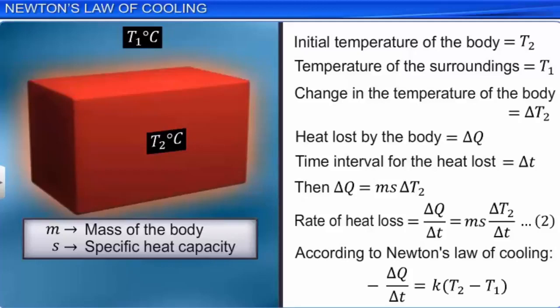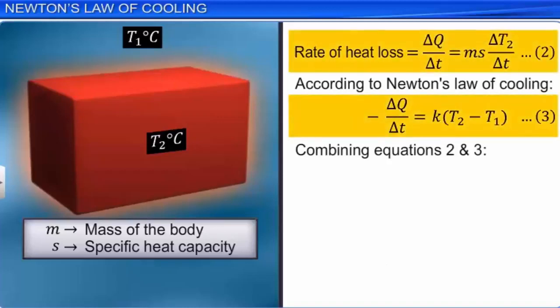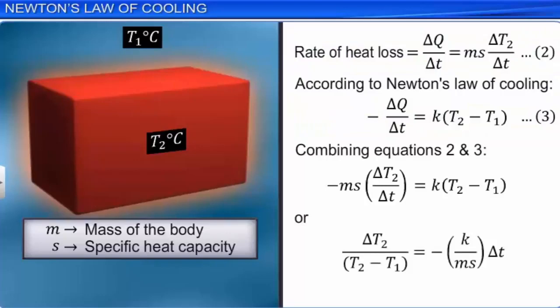Let this be equation 3. Combining equations 2 and 3, we get minus ms into delta T2 by delta T is equal to K into T2 minus T1, or delta T2 by T2 minus T1 is equal to minus K by ms into delta T. Let this be equation 4.